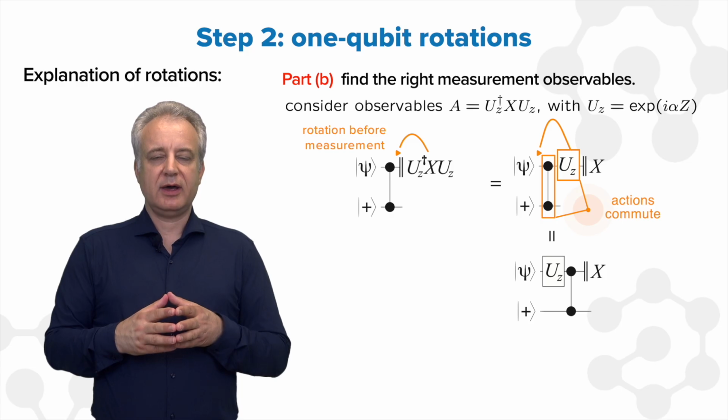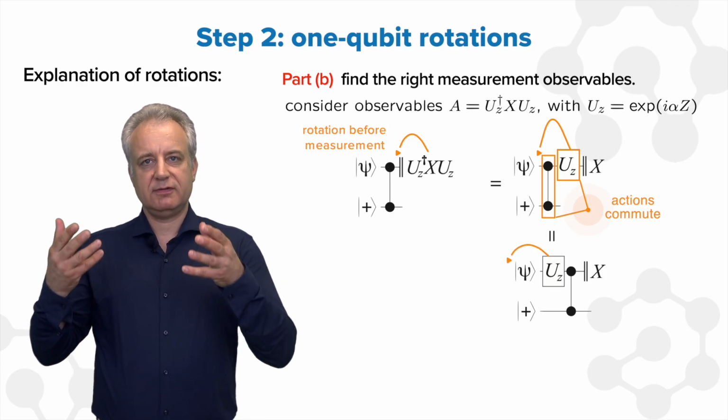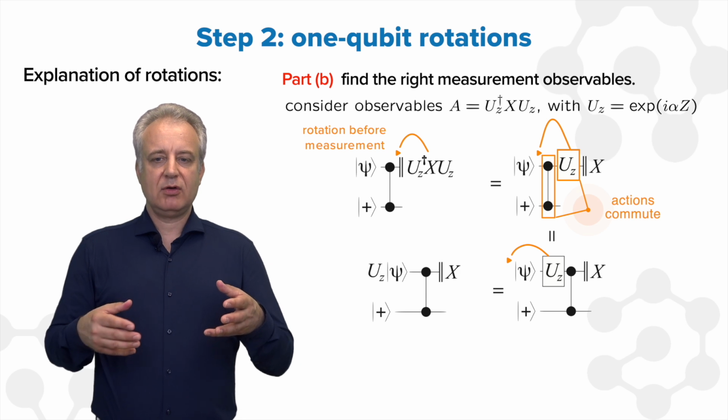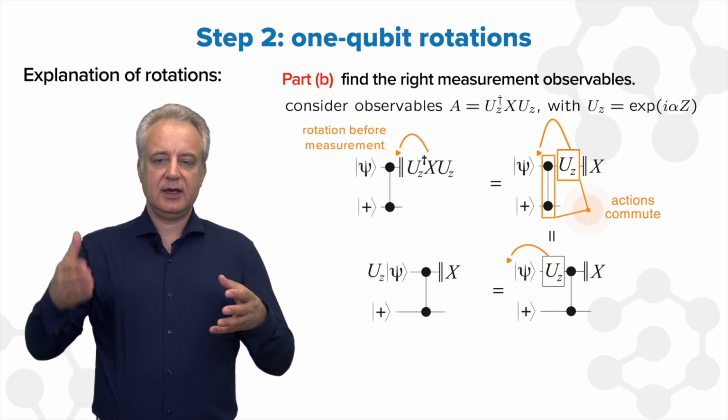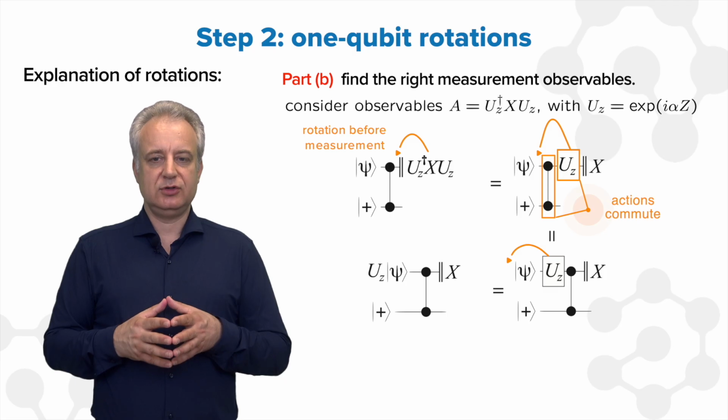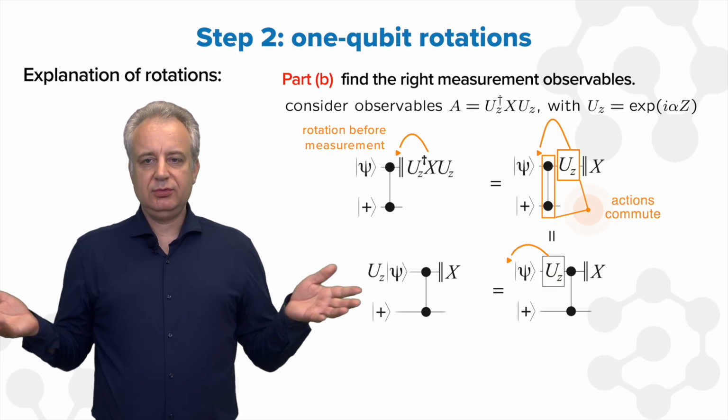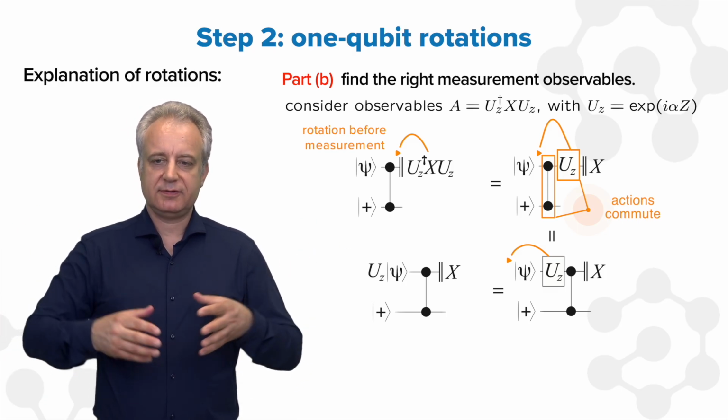So we now have the input state psi acted on by that rotation first, and then whatever the conditional phase gate and the x measurement do. Yeah, what do the x measurement and the conditional phase gate do?